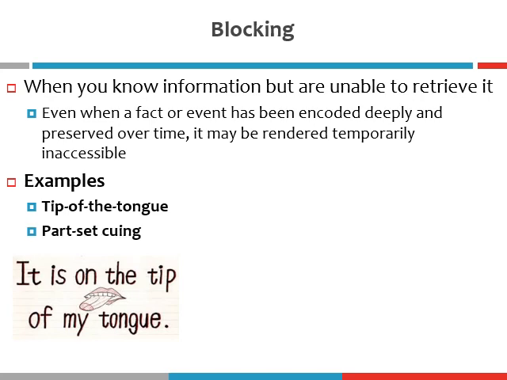Another example is something called part list cueing. So basically with part list cueing, what researchers have found is that if you give people a list of items to recall, but instead of just having them try to recall the entire list from memory, you give them part of the list as a retrieval cue, right?